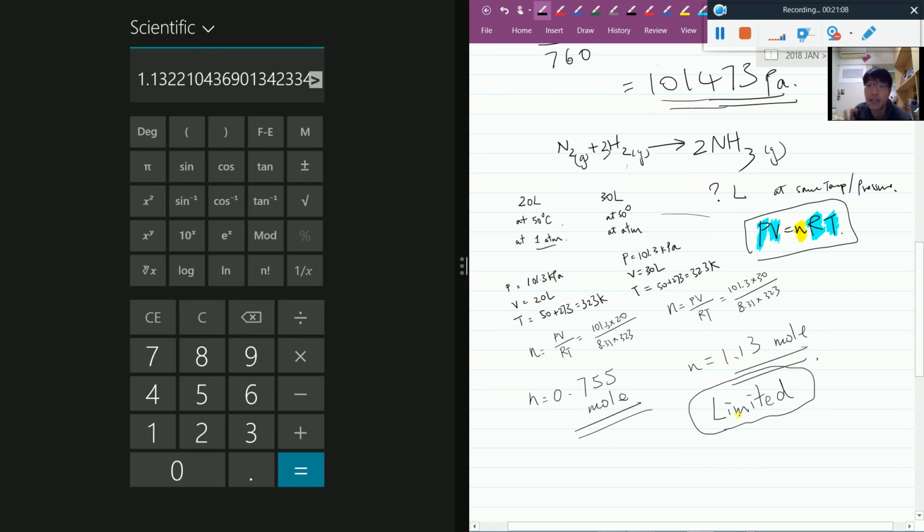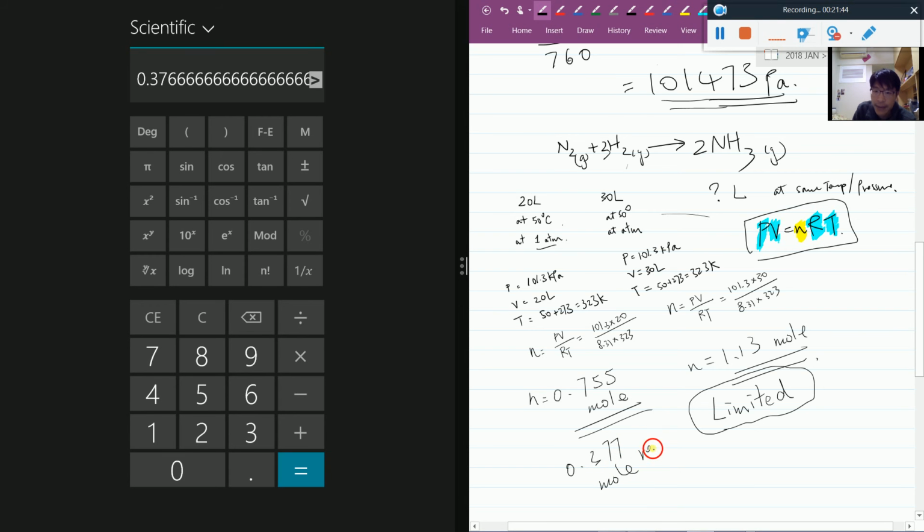So don't ask me about limiting reagents. You should know it. The limiting reagent is the one that is not enough. It's going to react completely. And if we say 1.13 is going to react completely, that means 3 times less of nitrogen is going to react, and the rest of it is going to be left over. So 1.13 divided by 3 would give you 0.376 or 0.377 mole.